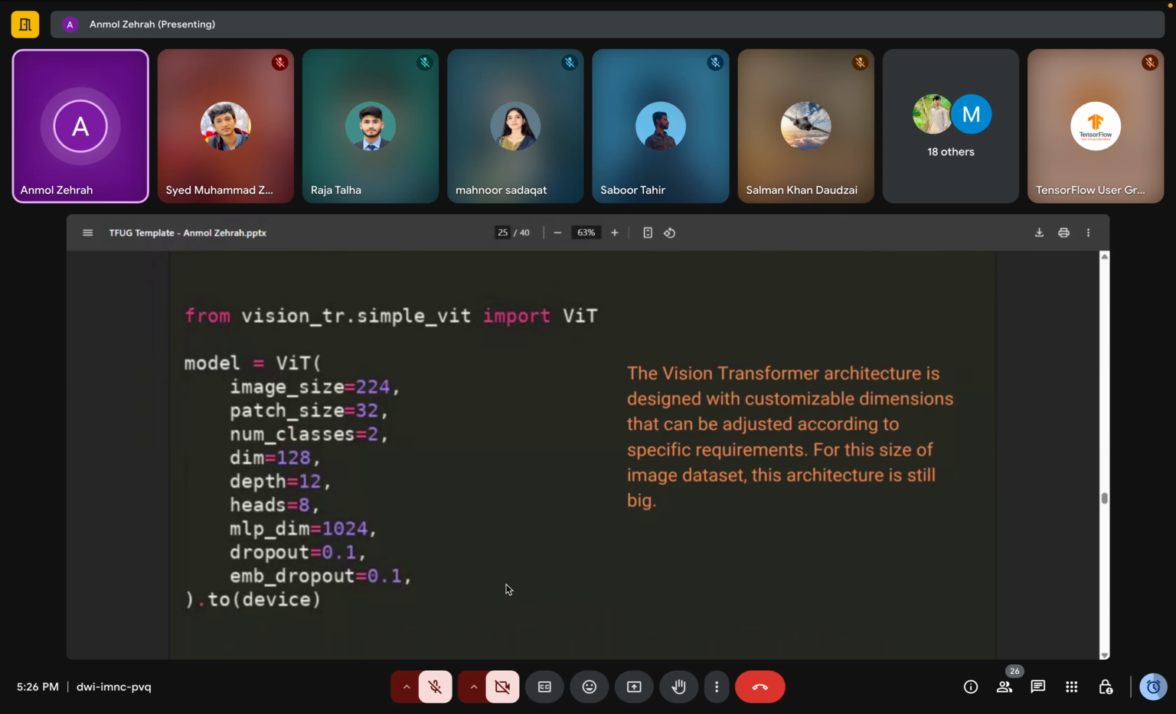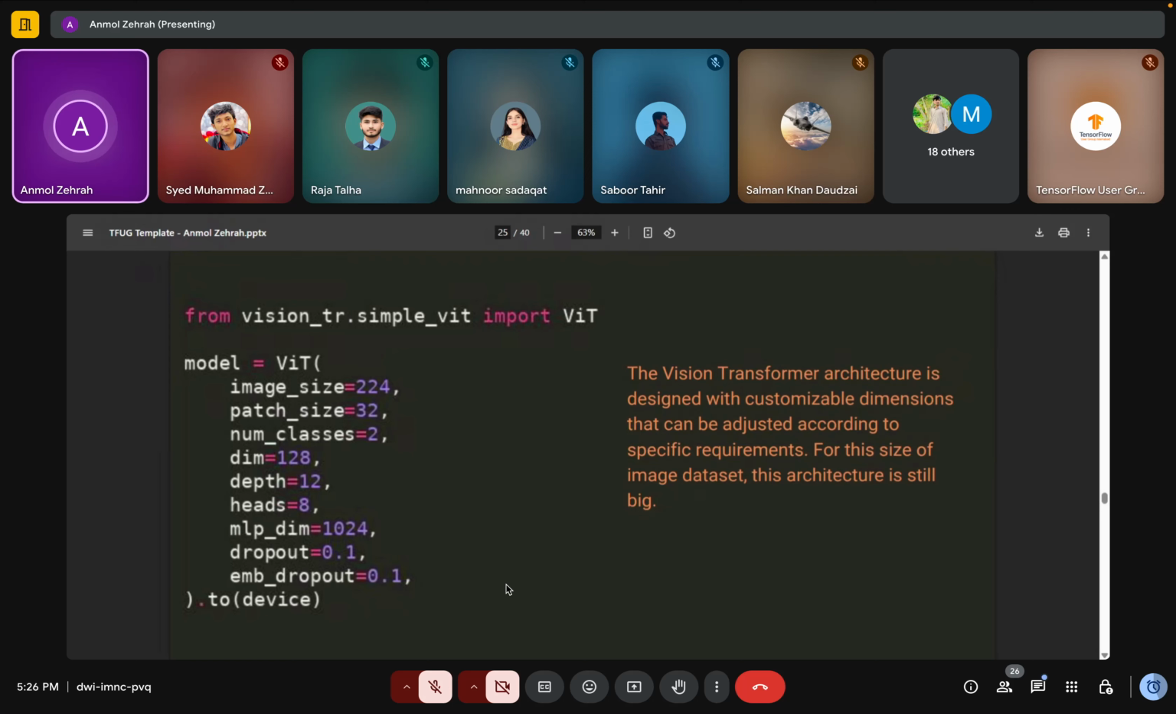Now here we have a very different approach. The input image was resized to 224 by 224 pixels, and then we split it into 32 by 32 patches. That gives us 49 patches in total, and each of these patches was treated like a token in NLP. Each of these tokens was then projected into a 128-dimensional embedding.